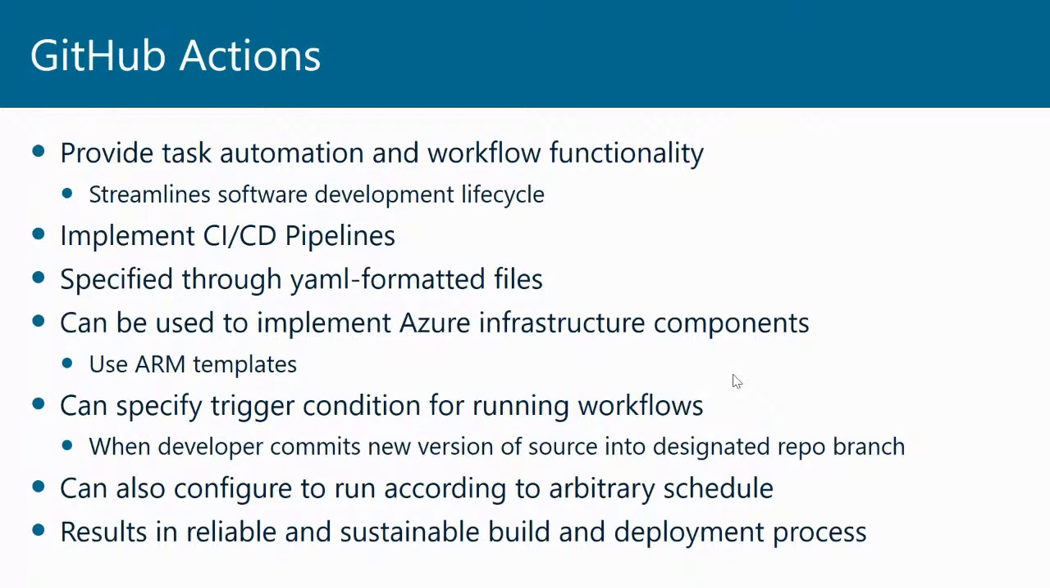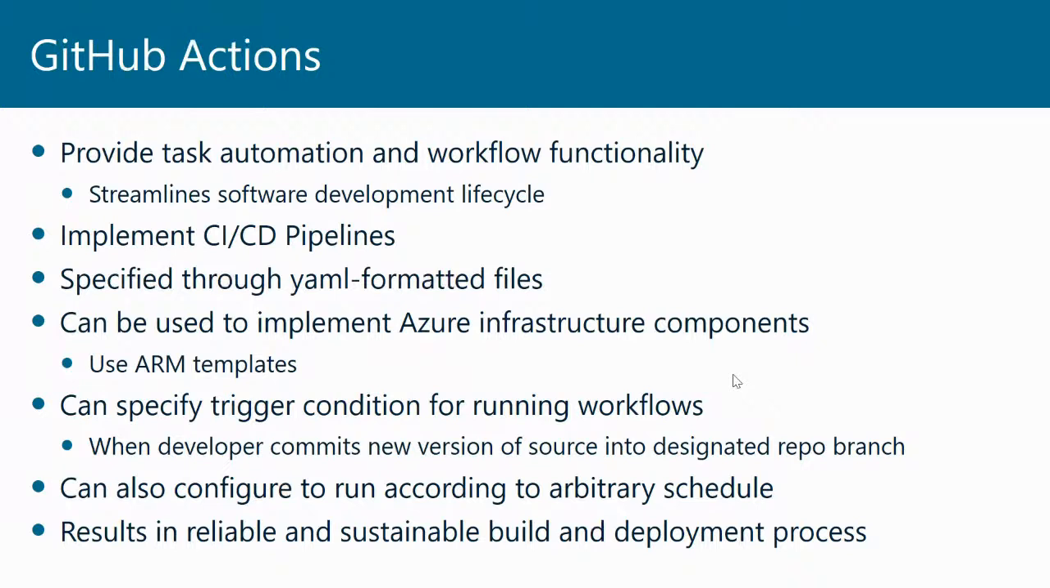All right. GitHub Actions can be used to implement Azure infrastructure components. So for example, we're going to be using ARM templates, and you can specify a trigger condition for running your workflows. So for example, what we're going to look at, and we'll do this as a demo: when the developer commits a new version of the source into the repo branch, we want to be able to automatically rerun a set of actions. In fact, this is the core demo that I'm going to be doing. We want to be able to automate the setup of a build and deployment process.